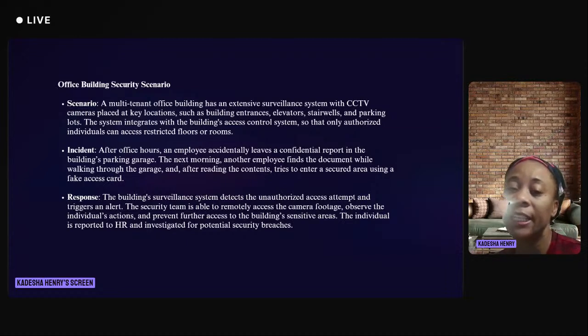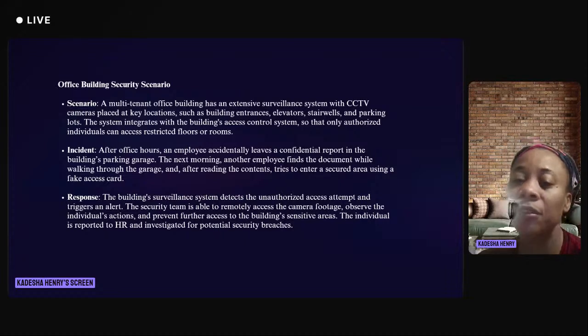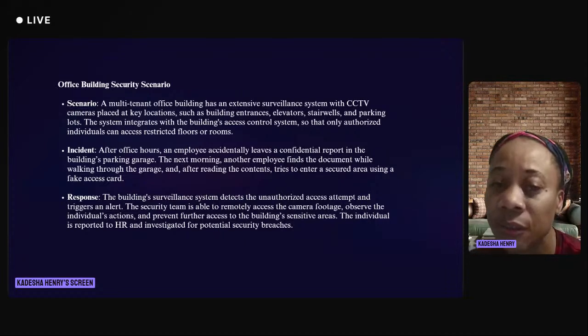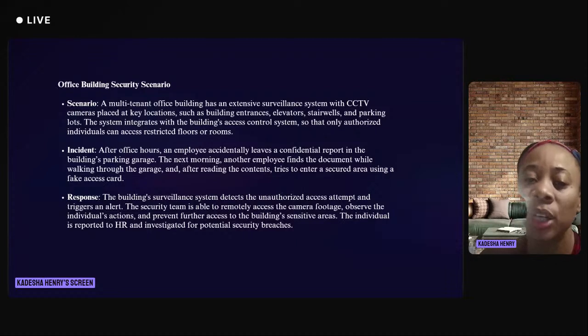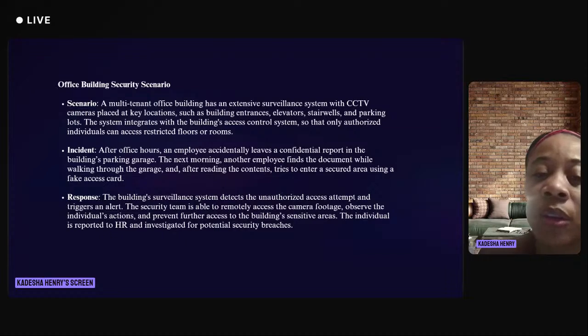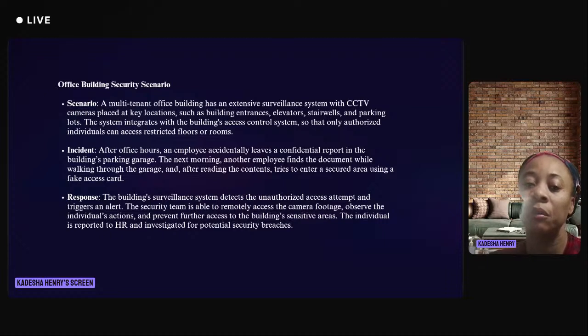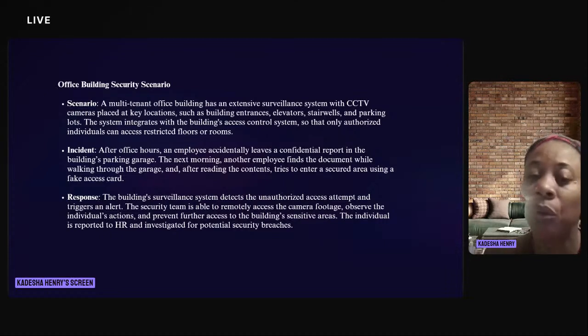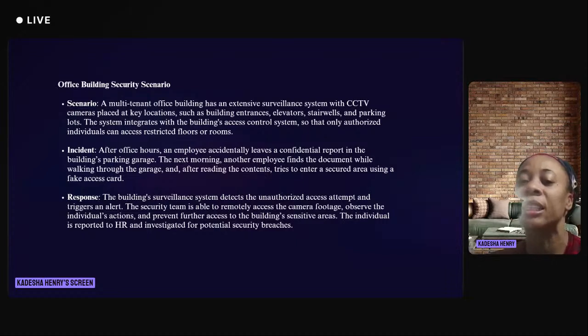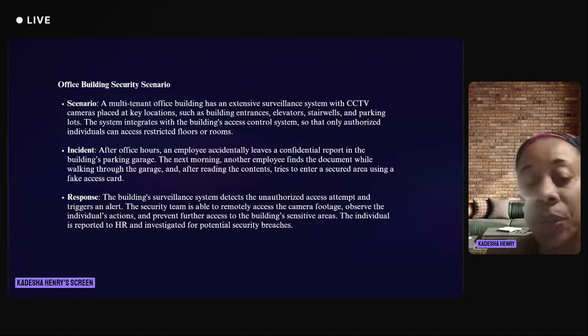A multi-tenant office building has an expensive surveillance system with CCTV cameras placed at key locations such as building entrances, elevators, stairwells, and parking lots. The system is integrated with the building access control system so that only authorized individuals can access restricted floors or rooms. Incident: after office hours, an employee accidentally leaves a confidential report in the building parking garage.